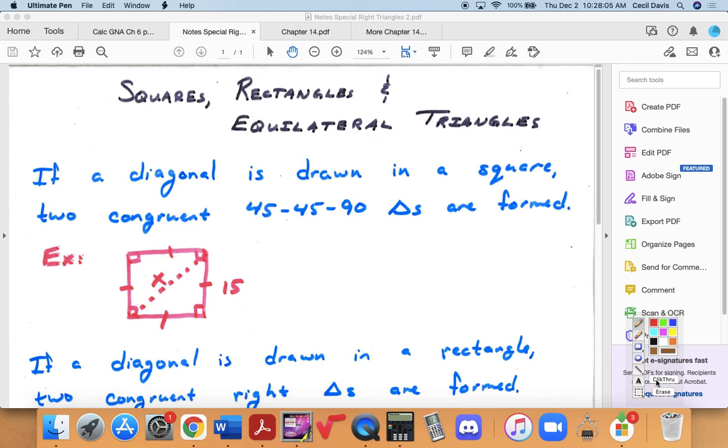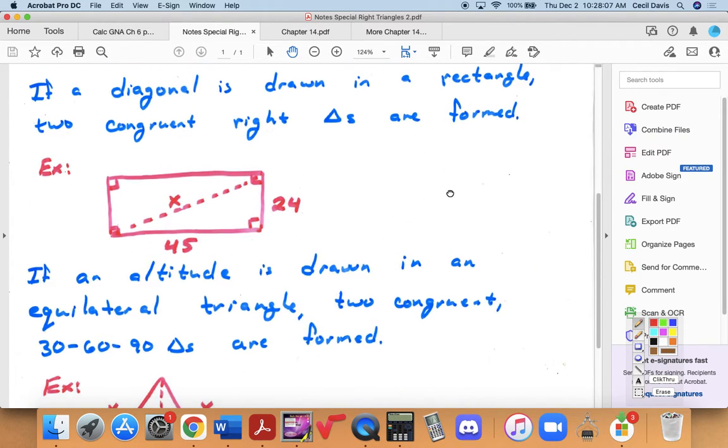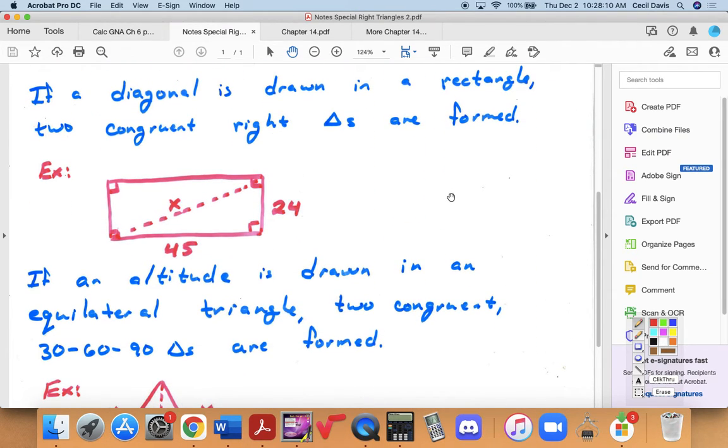So, next example. If a diagonal is drawn in a rectangle, 2 congruent right triangles are formed. Well, I don't think anybody has any trouble verifying that in their head. They're like, yeah, those 2 triangles have to be congruent to each other. And here, if we want to find the length of the diagonal, what is it that we need to do? Multiply by the square root of 3. Multiply the short leg by 2.